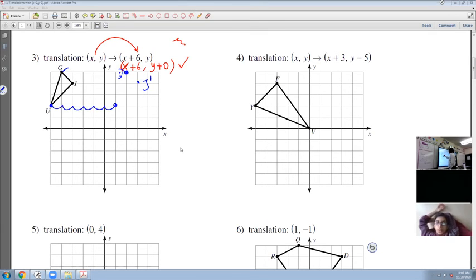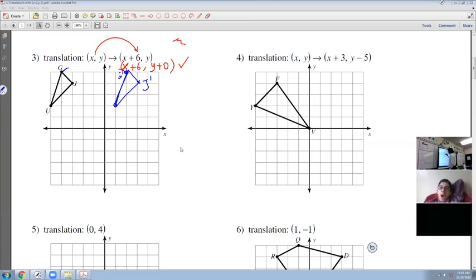That's it. You see, guys, we located all the coordinates. After we are done with all of them, just connect them. Join the points. That's it. You see that it is just a slide to the right. Only 6 units.